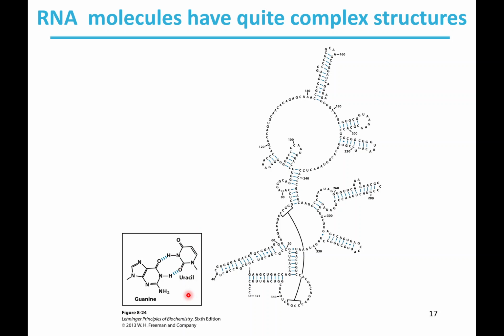Okay, and some other interesting things that can happen in RNA is that you can get hydrogen bonding between guanine and uracil, okay, that you don't really see in double-stranded DNA. You can see that kind of stuff in RNA because it is single-stranded. There's a little bit more degrees of freedom there.